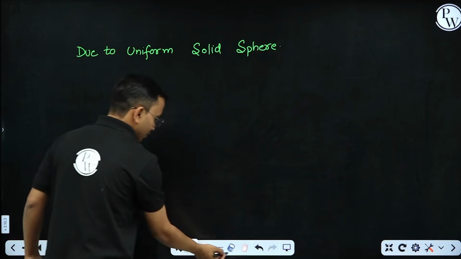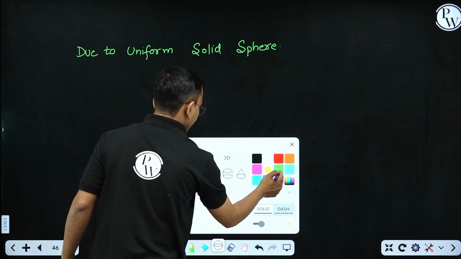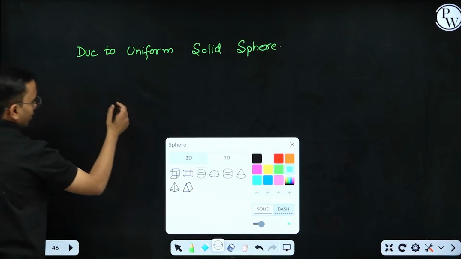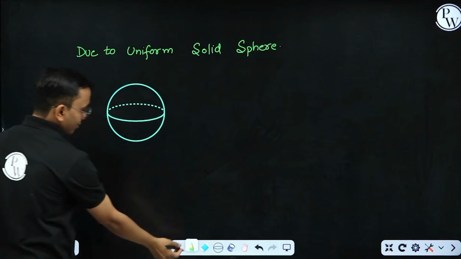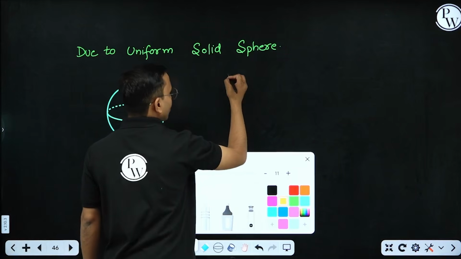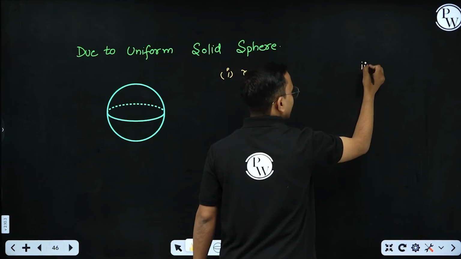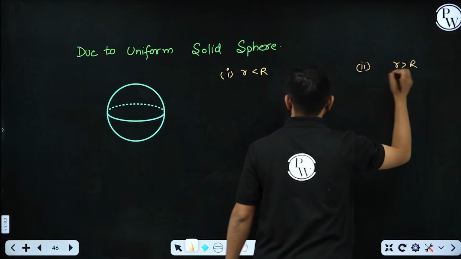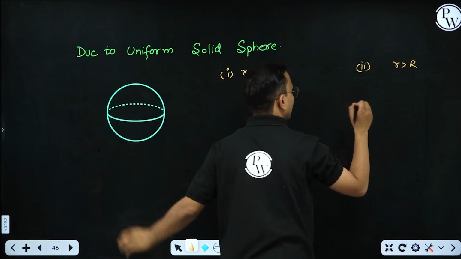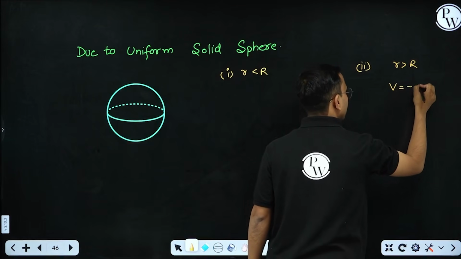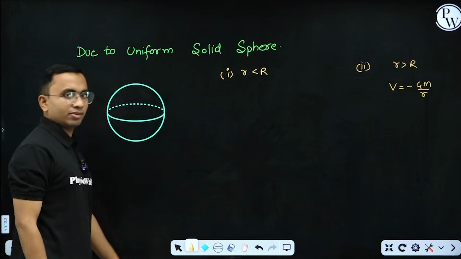So consider a sphere. Again, the two cases. Which two? r less than R. Second, r greater than R. If my point is outside, it will behave like a point mass kept at its center. So I'll just write the potential as minus GM by r. That is straightforward. Now the challenge is with inside.